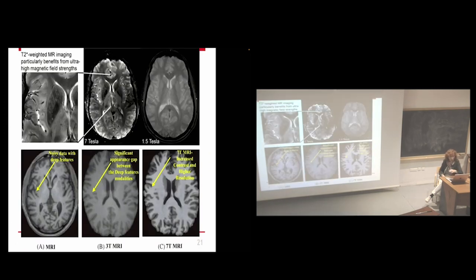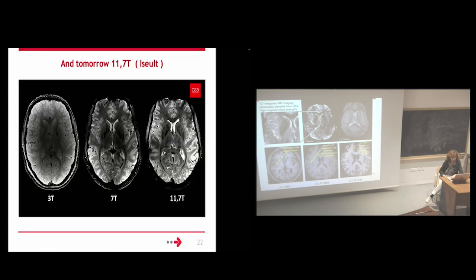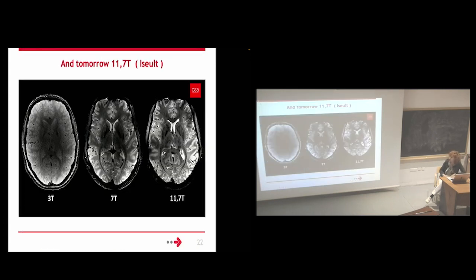And on this slide, you can see the difference between 1.5 Tesla, 3 Tesla, and 7 Tesla MRI. And you can appreciate the resolution of the image. Of course, you have really the details of the structures. And here is the difference between 3T, 7 Tesla, and 11.7. And so you can see that we have more and more contrast and detail.